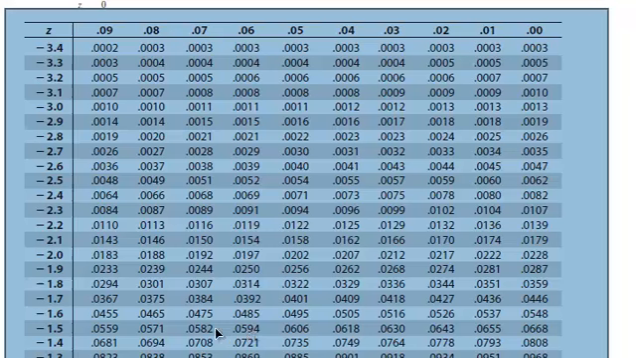Okay, let's read the value here. Okay, here it is. Negative 1.5, and then what's above 0.0594 in the first row, 6, so it's negative 1.56, which means just simply use 1.56 in the formula.